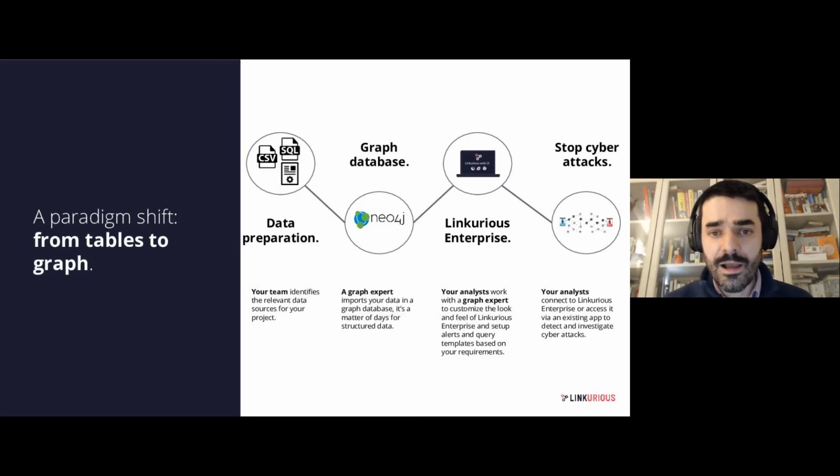Here you can see at a high level what the process of migrating from a legacy system to Linkurious Enterprise looks like. It all starts with data preparation, identifying the relevant data sources for the project. Then a graph expert imports the data into Neo4j. Then the analysts from the client work with the graph experts to customize the look and feel of Linkurious Enterprise and to set up alerts and create templates based on their requirements. And finally, the end users, the analysts, can connect to Linkurious Enterprise or access it via an existing app to detect and investigate cyber attacks.